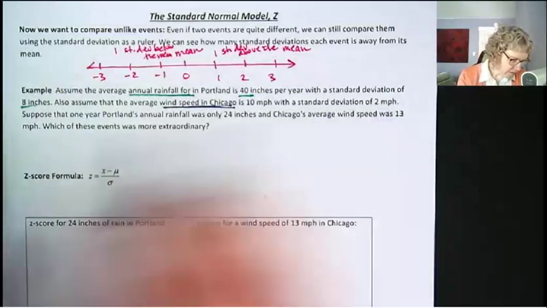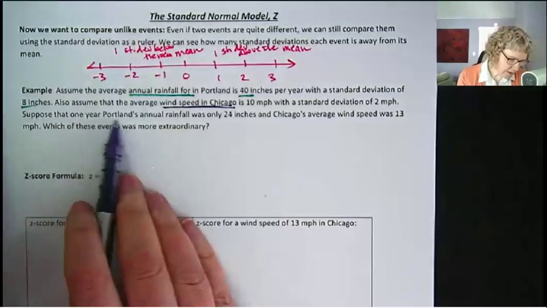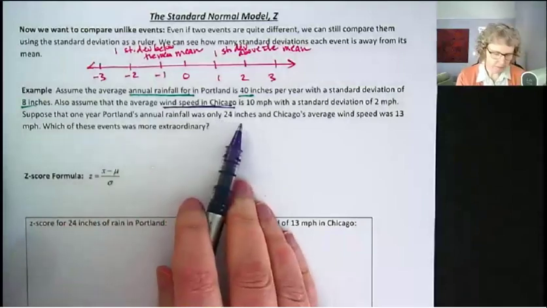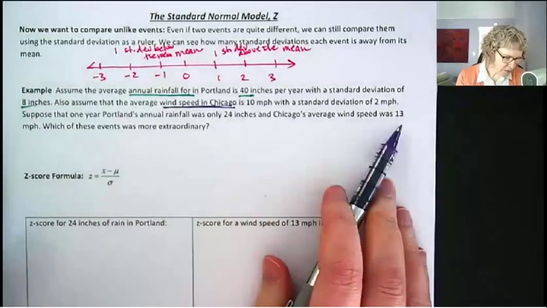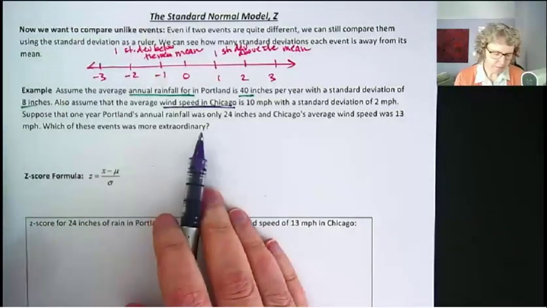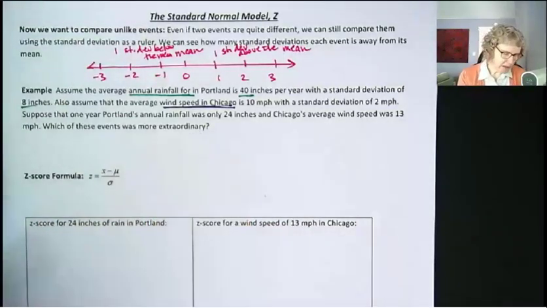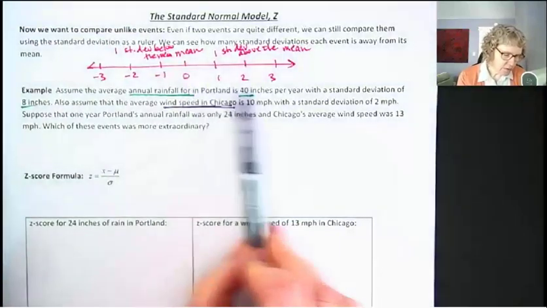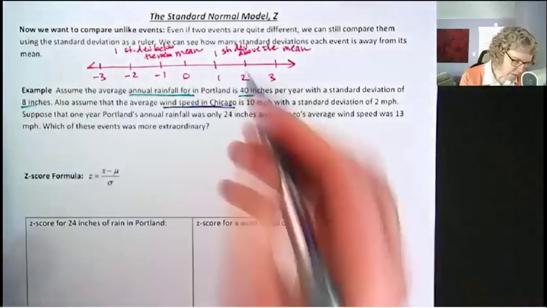per hour. So suppose that one year in Portland, the annual rainfall was only 24 inches, and Chicago's average wind speed was 13 miles per hour. Which one of these events was more extraordinary? Okay, so think extraordinary is unusual. So we're going to be looking for which one is furthest from the mean.